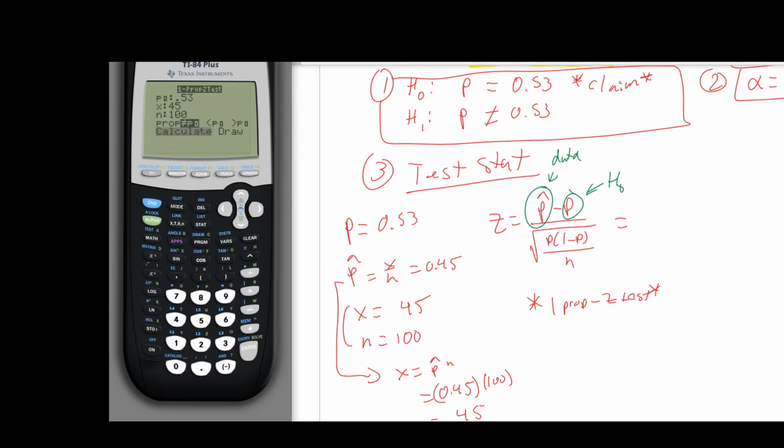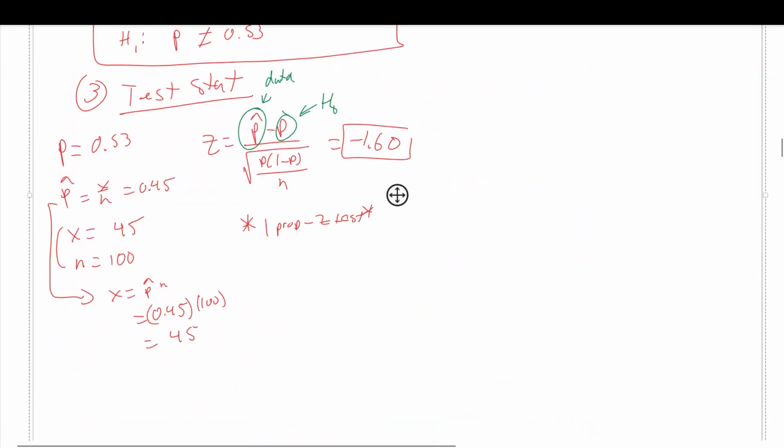The outputs here are going to be our test stat and also the p-value for step 4. Okay, so our test stat is negative 1.60 and our p-value is 0.1090. Okay, so that's complete step 3.